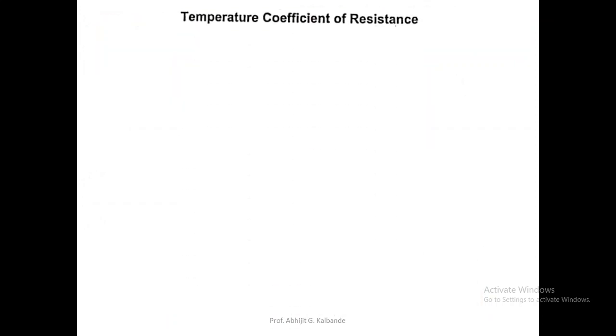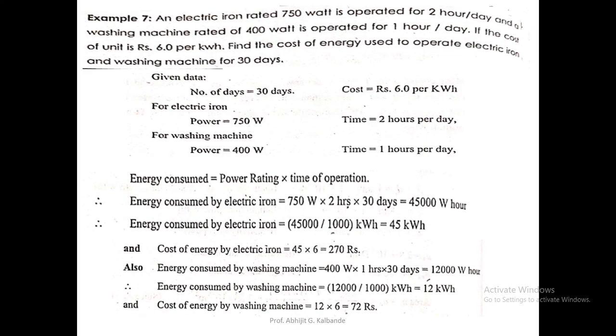Now after doing this calculation, we get the overall cost of the energy. So this amount of cost will be required to drive the electric iron as well as the washing machine. These are the basic simple numericals that you can solve on the basis of the formulas of resistivity, resistance, length, and area.